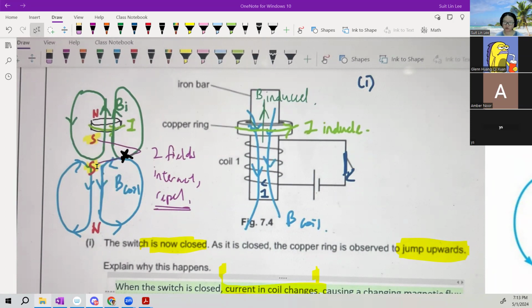And because they jump, I know there has to be an upward force. And now I have to explain why there is an upward force. So step one, I convince myself it is an upward force. In fact, they already tell you, so upward. Then I'll go back and explain the presence of force.